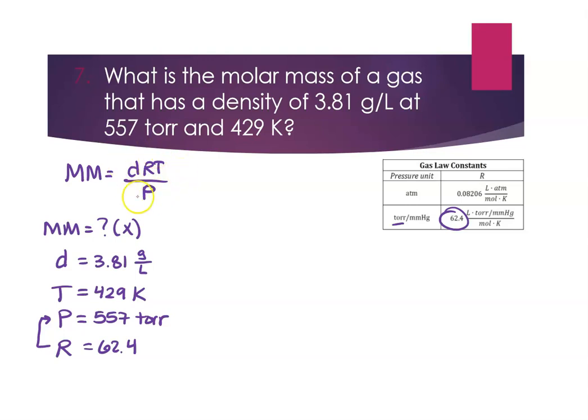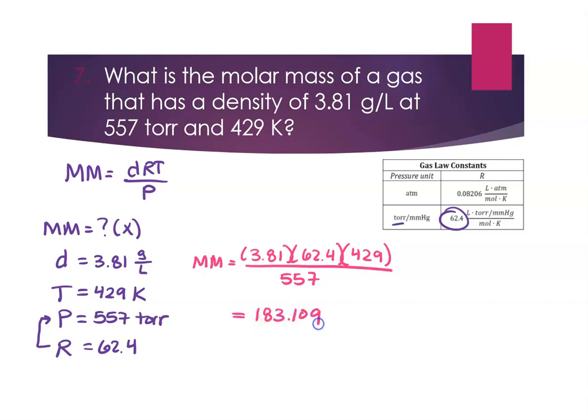So I can actually just use the equation as written because I'm solving for molar mass. So molar mass will equal density 3.81 times R, 62.4, times T, 429, divided by P, which is 557. And then when we do this, we get 183.109. And then we've got 3 significant figures all around. So my molar mass will be 183. And then the units for molar mass are grams per mole.